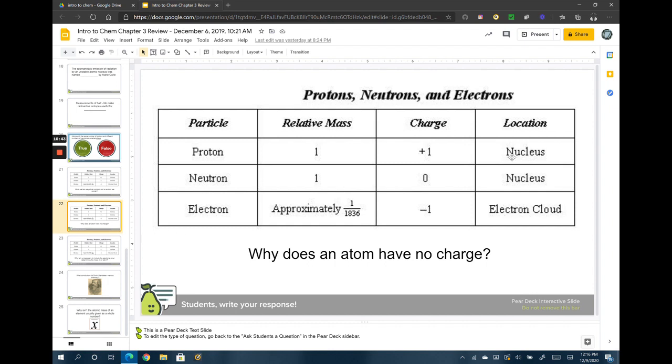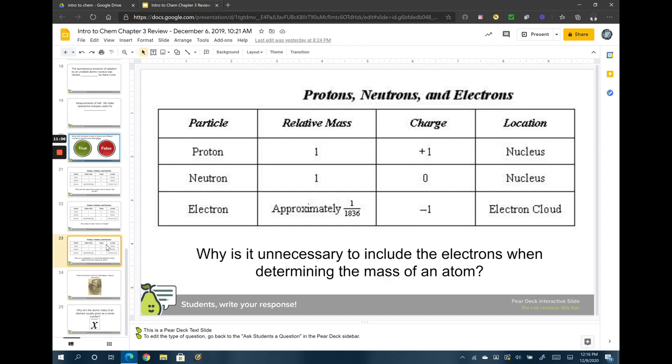So, and I don't have my writing tool on here today. So the number of positive charges is always going to equal the number of negative charges, because your number of protons equals your number of electrons. So since your positive charges are always equal to your negative charges, then there will be no charge.